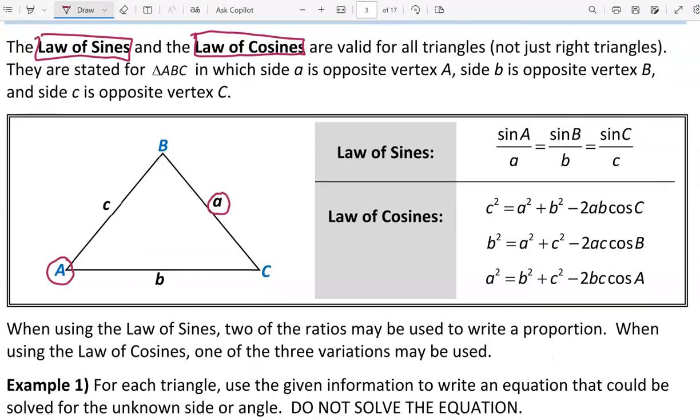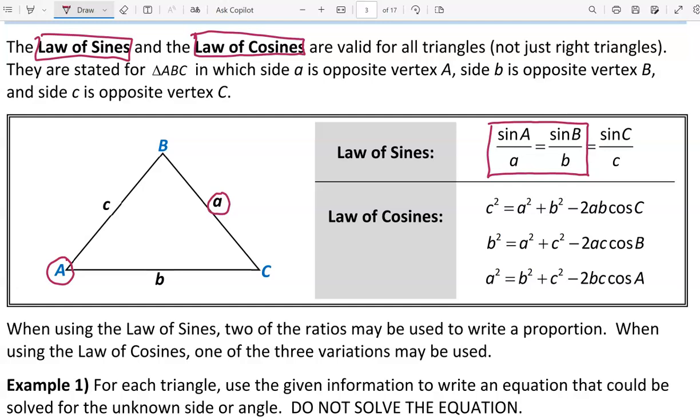The law of sines stated is that the sine of angle A divided by a is equal to the sine of angle B divided by the length of side b, which is also equal to the sine of angle C over the length of side c. Now that looks like a funny equation because we have two equal signs, so I want you to know that in practice we're only going to use two of these things at a time, which will form a proportion, and we can solve that by cross-multiplying.